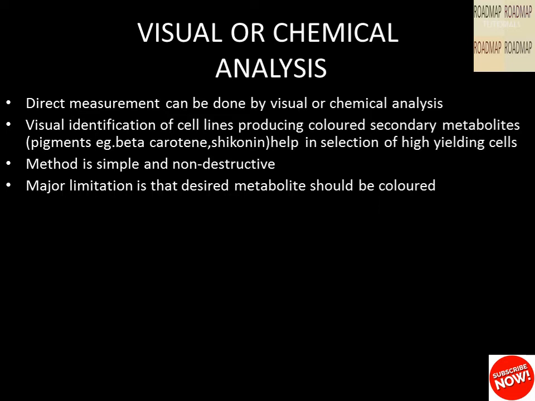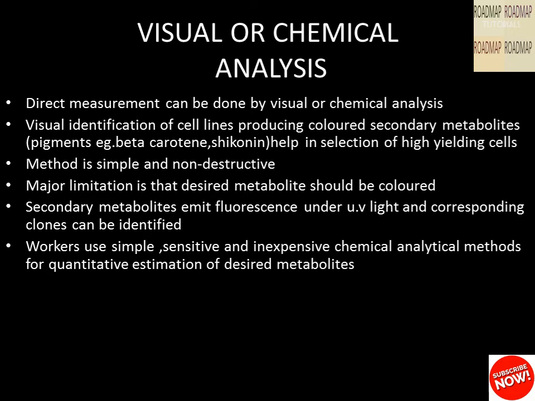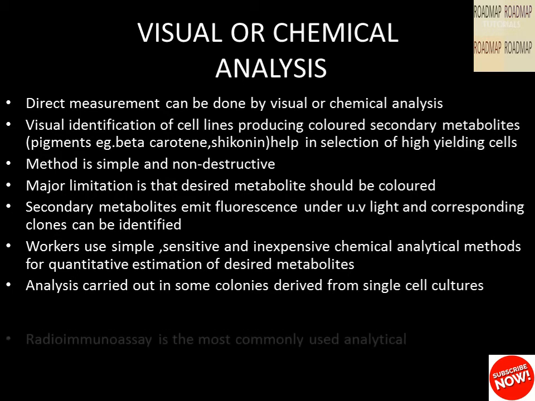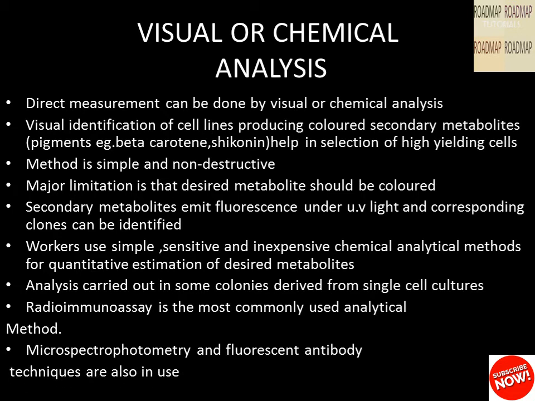And there are certain secondary metabolites which emit fluorescence under UV light, and the corresponding clones can be identified. Now, some workers use simple, sensitive, and inexpensive chemical analytical methods for quantitative estimation of desired metabolites. Now, analysis is carried out in some colonies derived from single cell cultures. Radioimmunoassay is the most commonly used analytical method, and microspectrophotometry and fluorescent antibody techniques are also in use. So this is about the visual or chemical analysis.